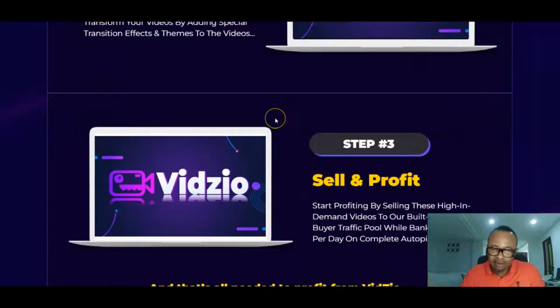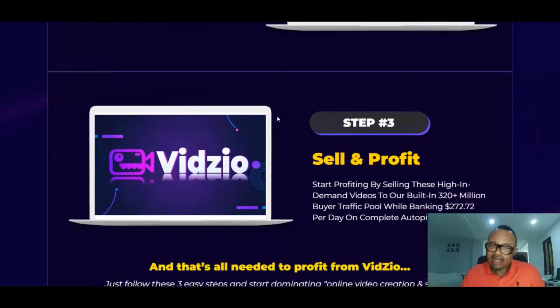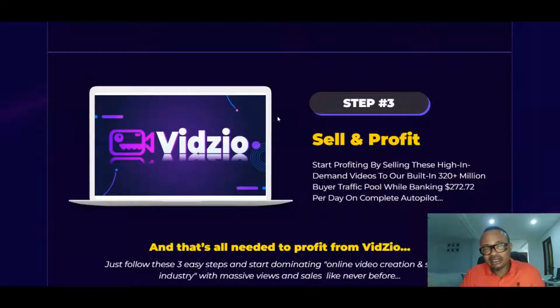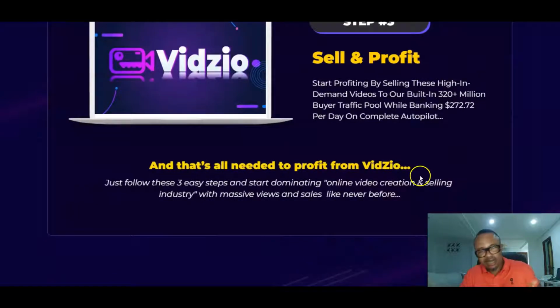And of course, step 3 will be you sell and profit by making sure that what you created with this application is pushed out there. It has an inbuilt 320 plus million buyer traffic pool, ranking and banking money per day on autopilot. Which means you can use one of the upgrades to automate the whole process. Okay? All you need to do is come up with a keyword and it is done, and it is scheduled for pushing out to the public.